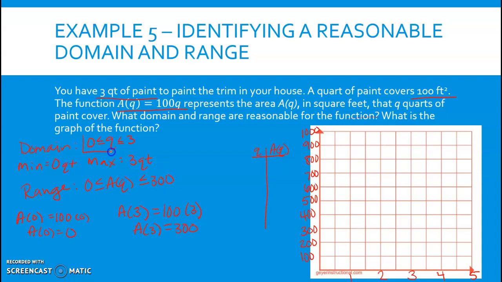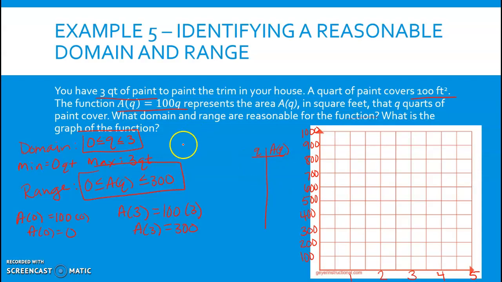And so there's my domain. The fact that I can only use numbers between 0 and 3. And my range is that my answers will be between 0 and 300. And then it just says, what is the graph of the function? So how do we graph this?